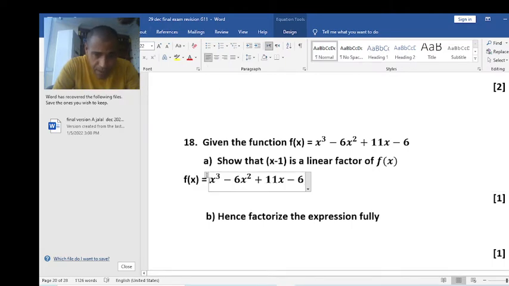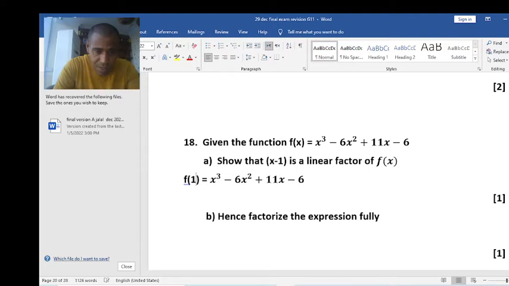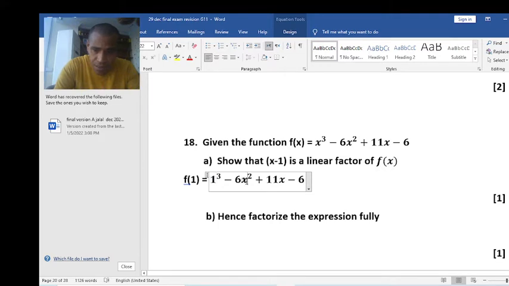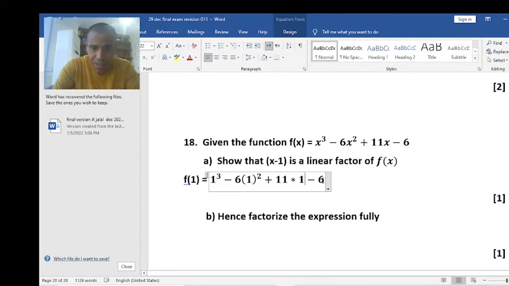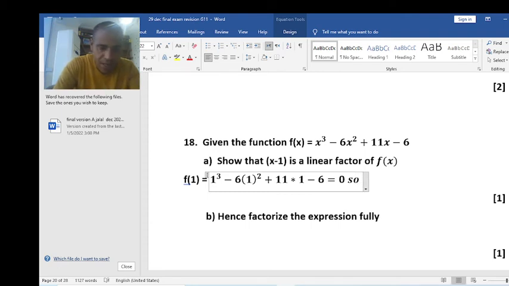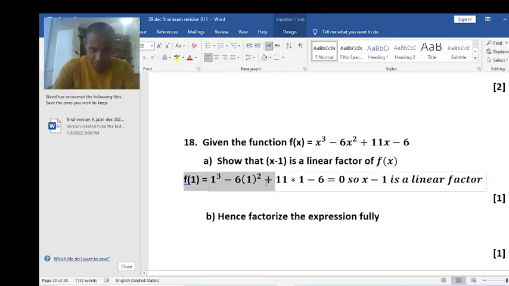I will just calculate f of 1, which will be 1 to the power 3 minus 6 multiplied by, between parentheses, 1 squared, plus 11 multiplied by 1, minus 6. It's clear that this is equal to 0. Therefore, x minus 1 is a linear factor. Okay, this is for sub question A.